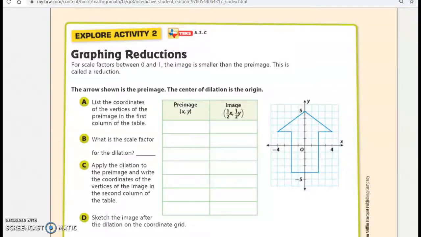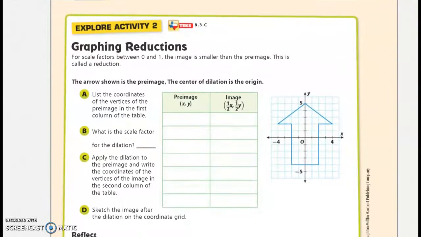Hi you guys, in this video we are going to be talking about a dilation. If you remember back to your notes, a dilation can be either an enlargement or a reduction of a shape from its original size. Now we know the pre-image to be your original shape. We also know the image to be your new shape.